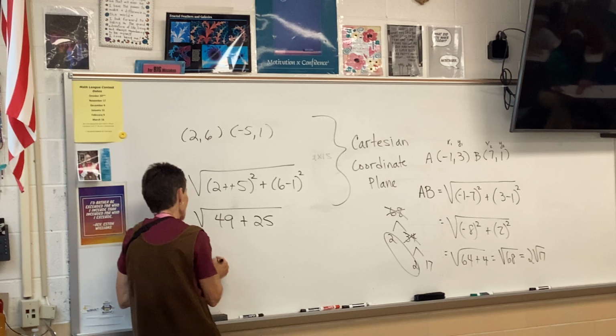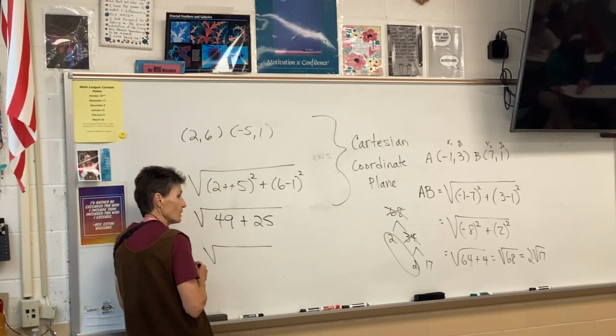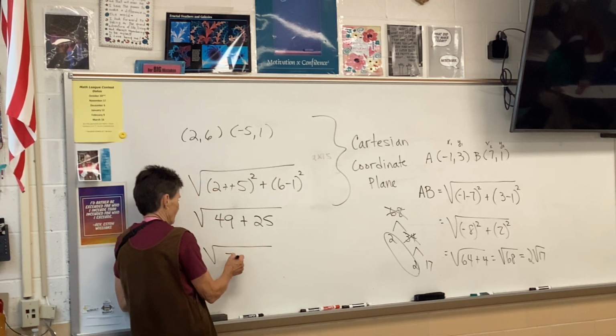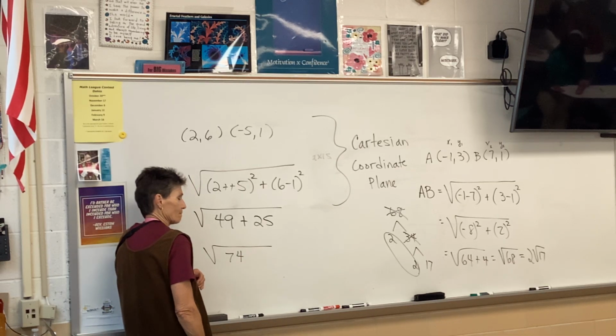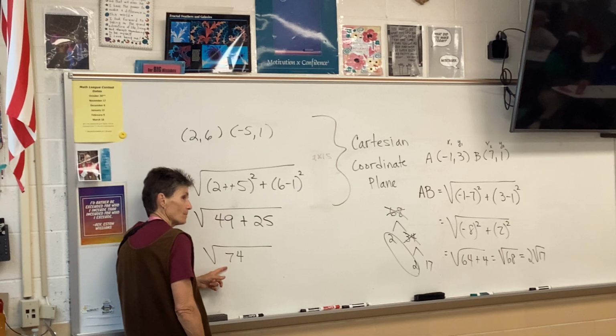So now I add them together, 49 and 25 is 122. Oh, no, sorry. 74. 74. It's all good. I make mistakes all the time. I don't mind you correcting me, but I think it is 74.